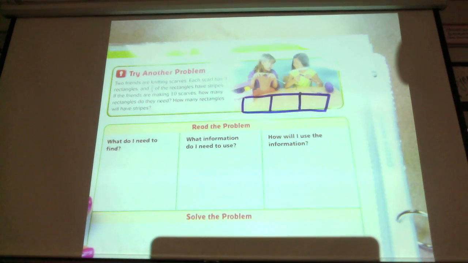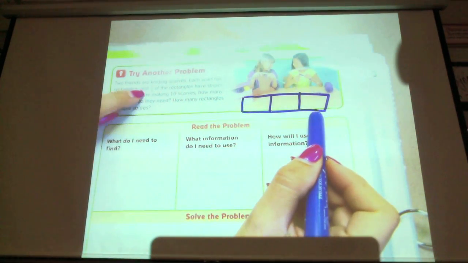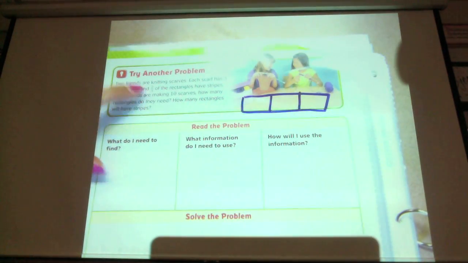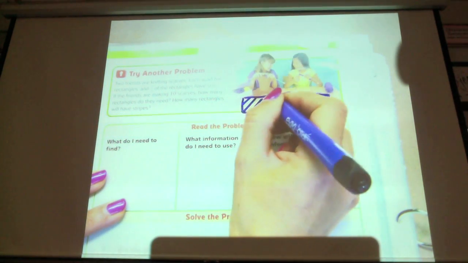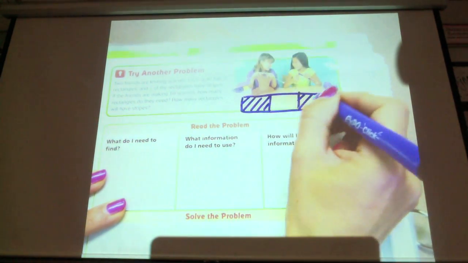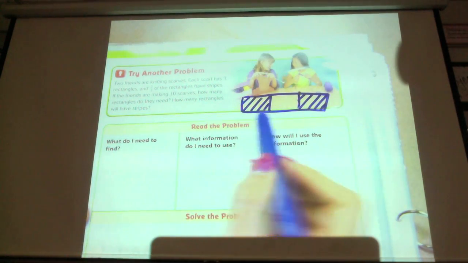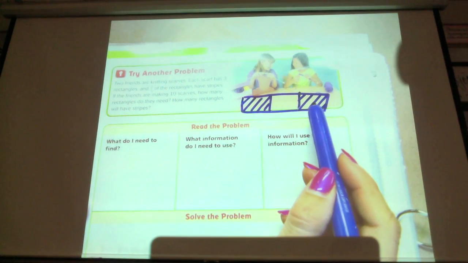2/3 of the rectangles have stripes. Do I have 3 equal sections? Yes. My denominator is 3. So this works already the way I have it set up. How many of them have stripes? 2. I'm going to go ahead and guess that they probably do the outer 2 and not the inner one. Okay? Looks like a Band-Aid. So there's my scarf. It has 3 rectangles. 2/3 of the rectangles are stripes.